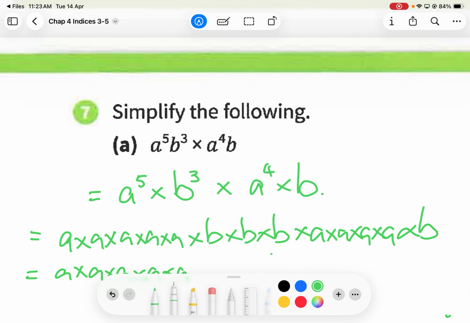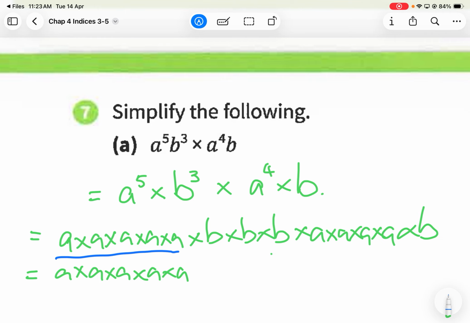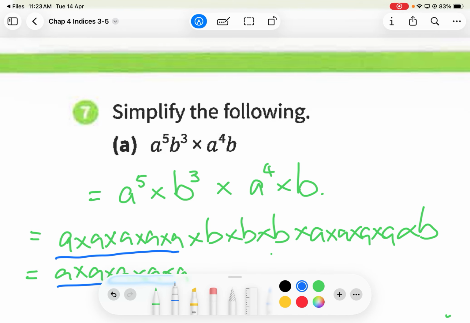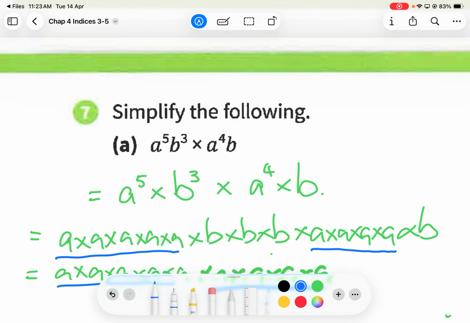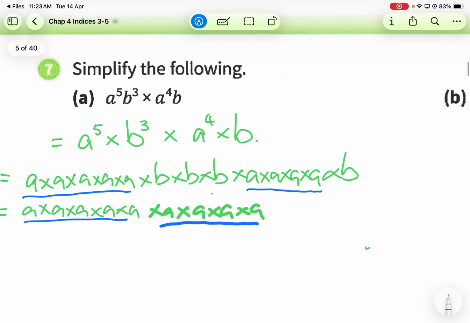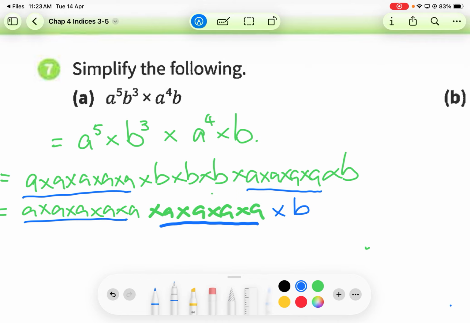Okay? This 5, I put here. Then after that, I bring this 4 to the front. Then I will have 1, 2, 3, 4. I put the 4 A's to the front first. Okay? After that, then I put all the B. Then I put the B. Times B times B times B, which is from here. Then after that, another last one times B.